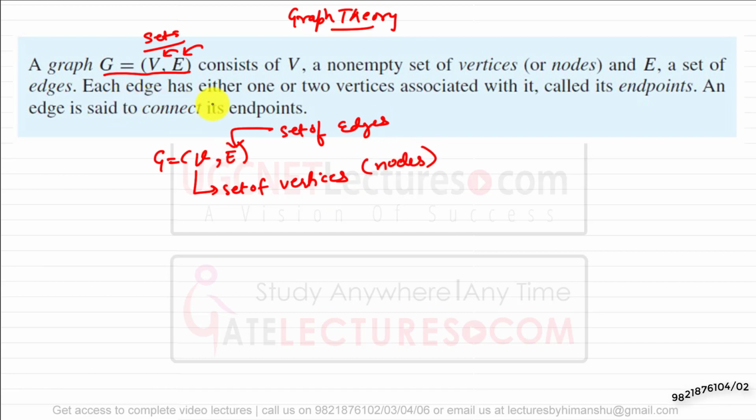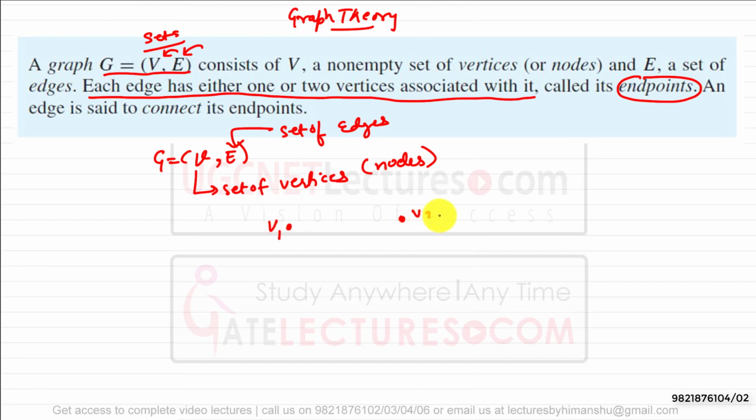Now each edge has either one or two vertices associated with it, which are called the end points of that edge. For example, if this is the first vertex V1, this is the second vertex V2, and this represents an edge E1, then this edge is associated with two vertices, V1 and V2, which are also called the end points of E1. An edge is said to connect its end points. This is how we represent a graph.